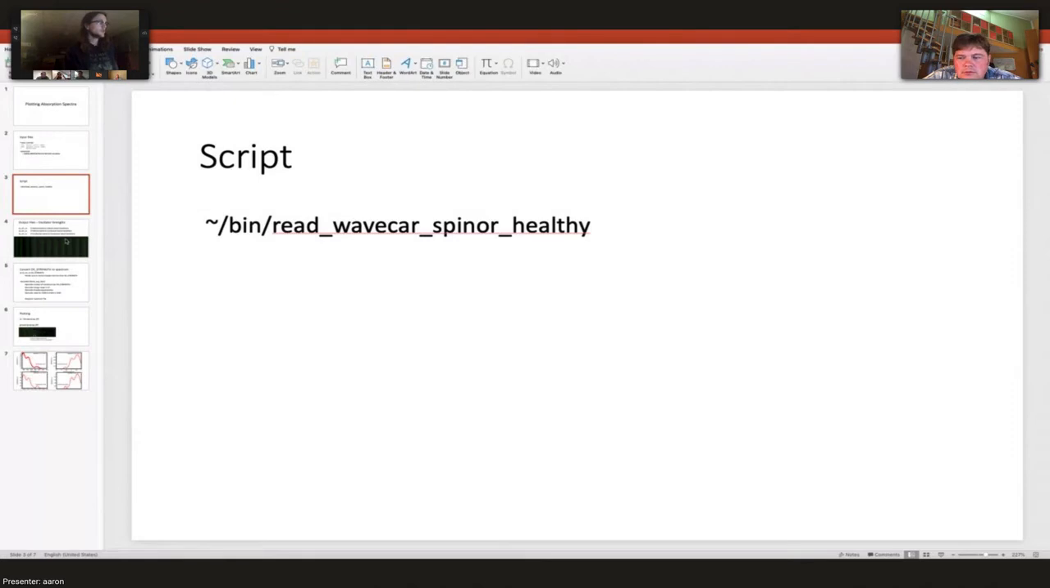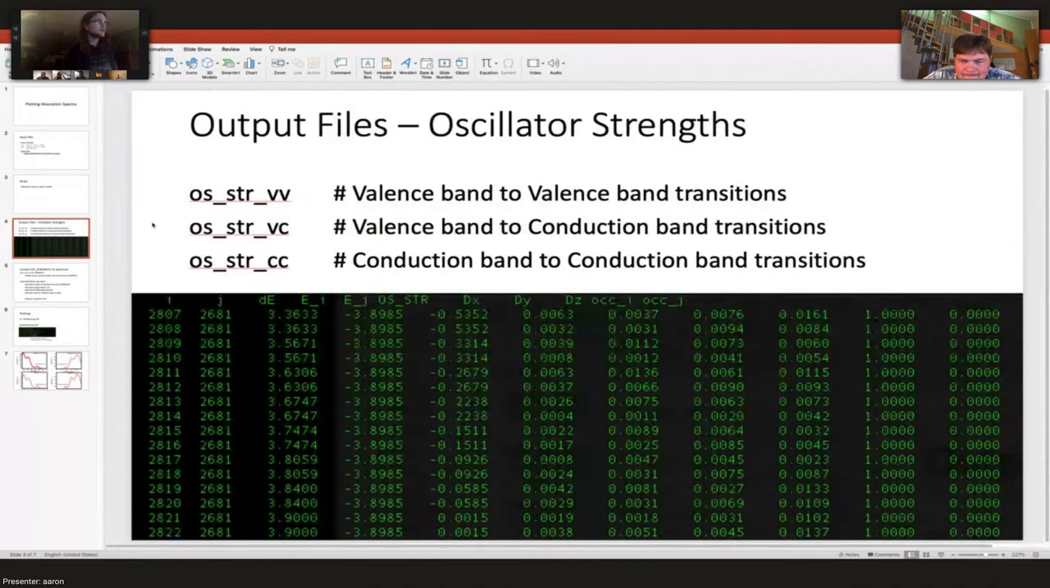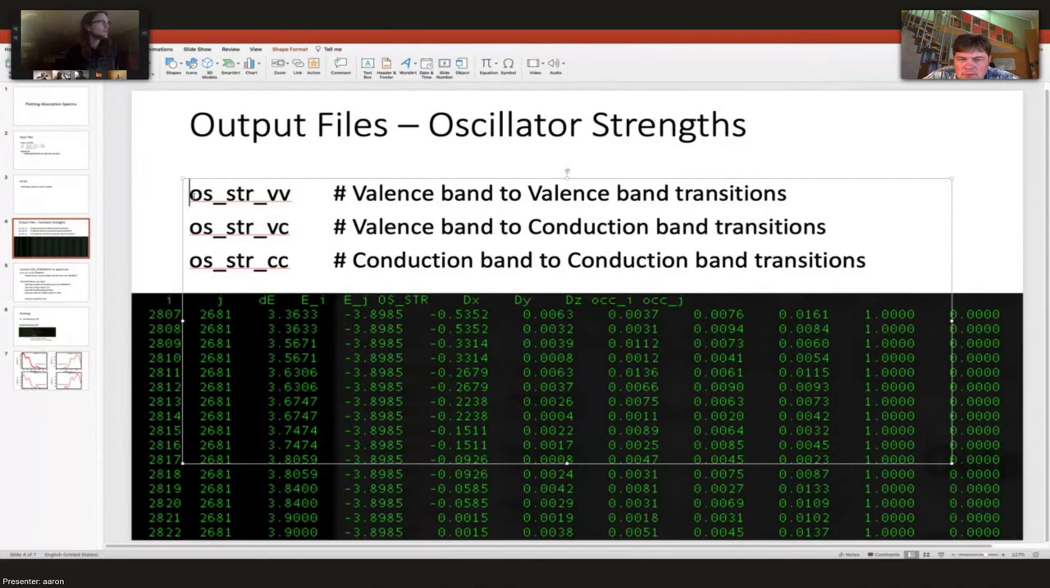So you run the script. If it runs correctly, you should get four different output files. I forgot to mention one of them. Three of them will be OS, STR, and then two letters. The letters correspond to valence and conduction: V is valence and C is conduction. So within the VV file, those correspond to valence band to valence band transitions. CC is conduction band to conduction band. But for the absorption spectrum, the one that we're most concerned about is valence to conduction. And then the text that's shown below is just the head of this VC file.